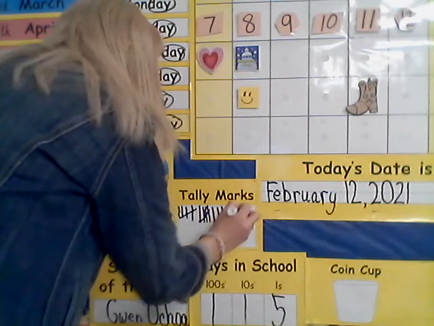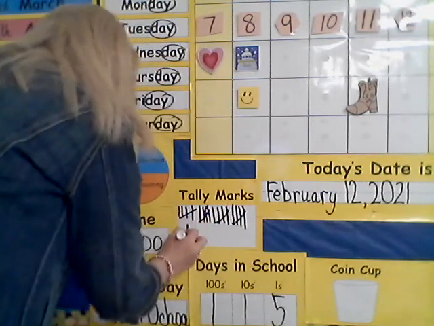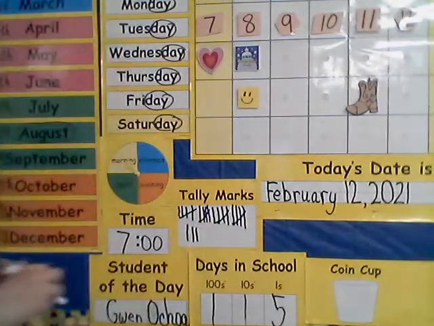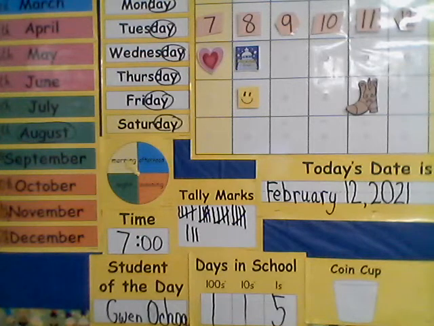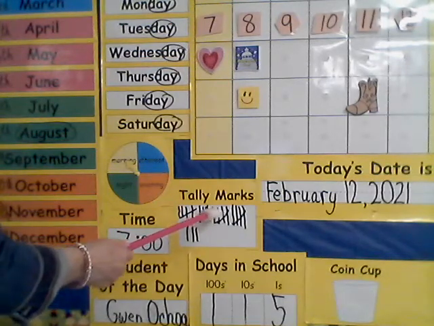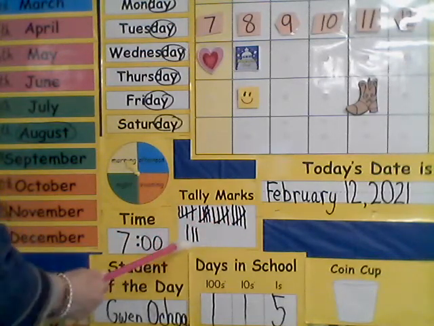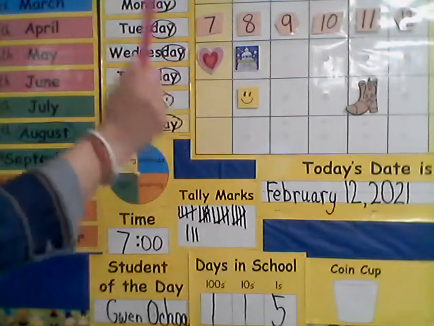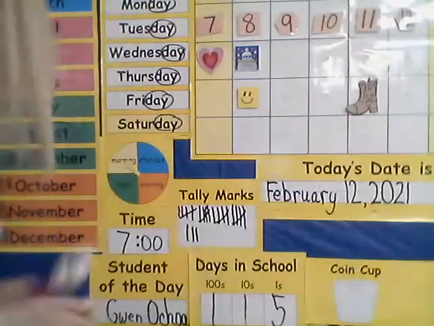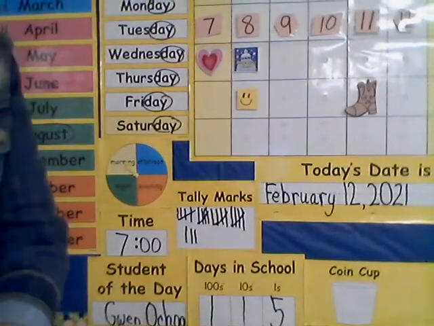16, 17, 18, 19, tally up. 20, 21, 22, 23. All right, so now let's go ahead and count with Gwen to see if we have 23 tally marks. Here we go. 5, 10, 15, 20, 21, 22, 23. Ta-da! Very, very well. All right, friends, let's go ahead and do our number lines.